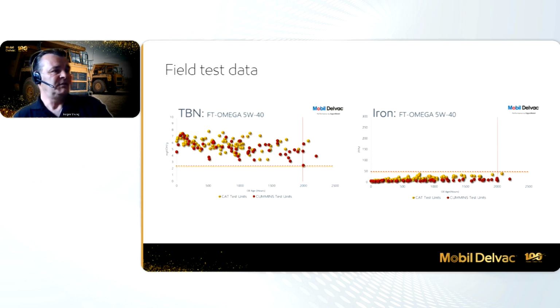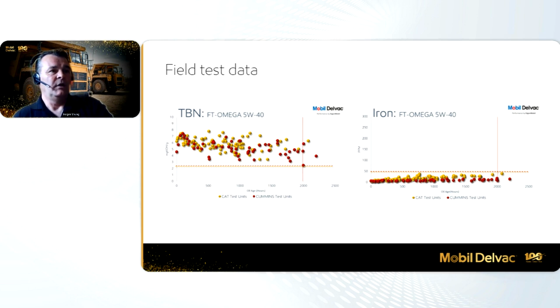Next thing we're going to talk about is base number. This is what prevents us from getting acidic, causing the corrosion issues. We can see that our lower limit is a little over 2.1 for base number, and all of these samples stayed above that right out to beyond 2,000 hours. So the oil has a lot of protection against acidic buildup. It has a lot of base retention.